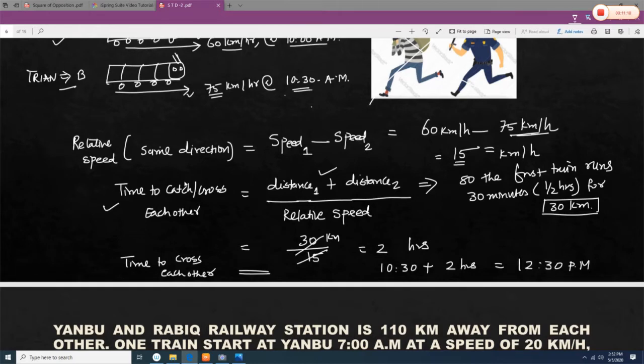So 60 minus 75 is minus 15, but the speed can never be negative, so we assume it is 15 and put it in a modulus. So it is 2 hours. Now at 10:30 the other train starts, and after 2 hours that train is going to cross the first train. So 10:30 plus 2 hours is 12:30 p.m. That train is going to catch the other train.